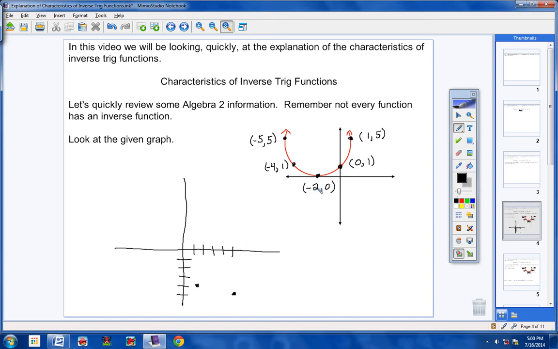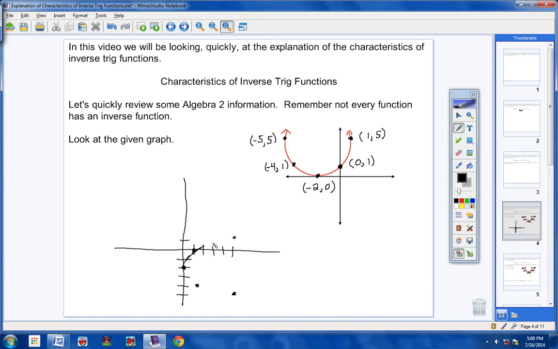And then we have negative 2, 0, so I'm going to use 0, negative 2 for a point. And then we have 0, 1, so I'm going to use 1, 0. And then over here we have 1, 5, so I'm going to use 5, 1. And so by taking all of these ordered pairs and flipping them or swapping places with the x and the y, I come up with the inverse graph of this graph here.